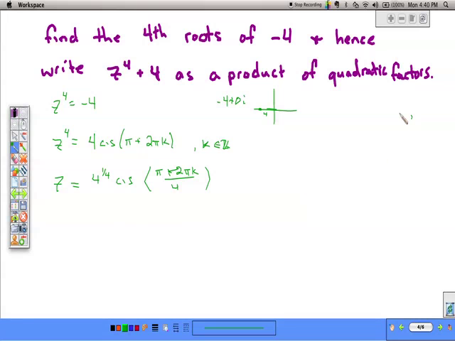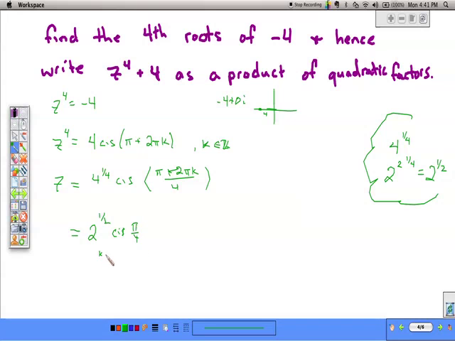And in a side note here, 4 to the 1/4 is the same thing as 2 squared to the 1/4, which is just the square root of 2. So just a simplified way of writing this. And for different values of k, we're going to end up with the square root of 2 cis pi over 4.